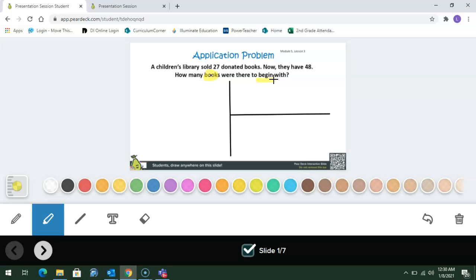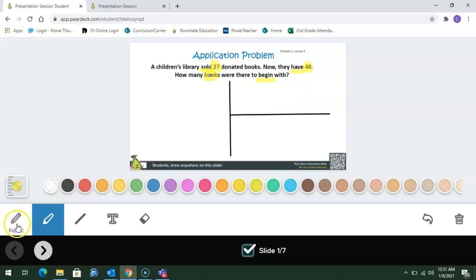So let's see. If they sold, think about a lot of books, and they sold some. Now you know how many they have left. You need to know how many they started with. Okay, what do we know? Well, we know that the library sold 27 books, and we also know that they have 48. Right?